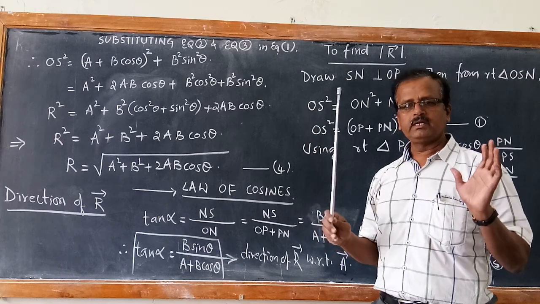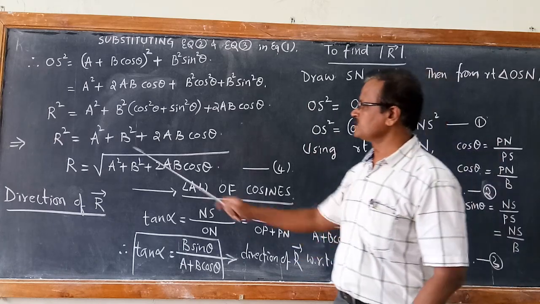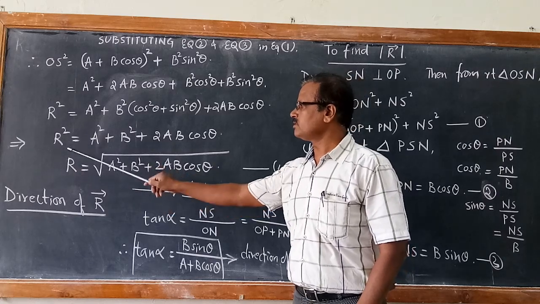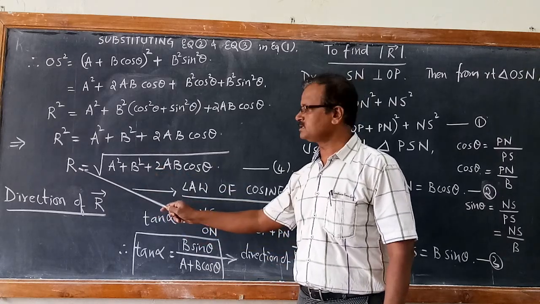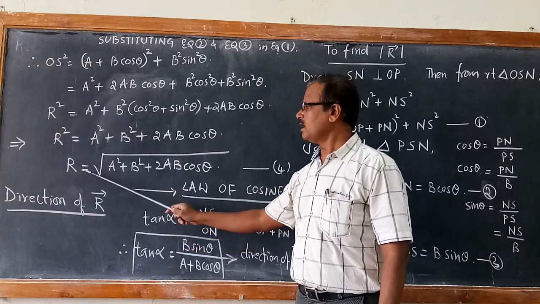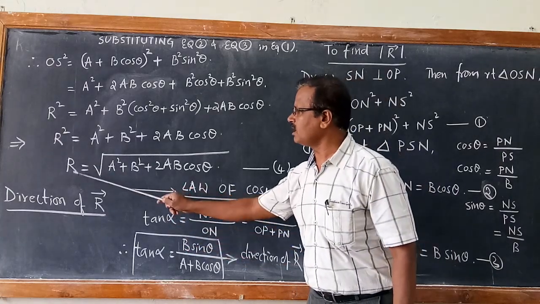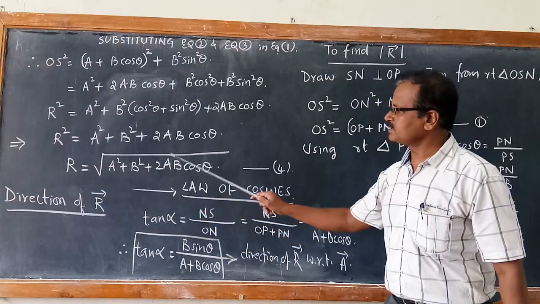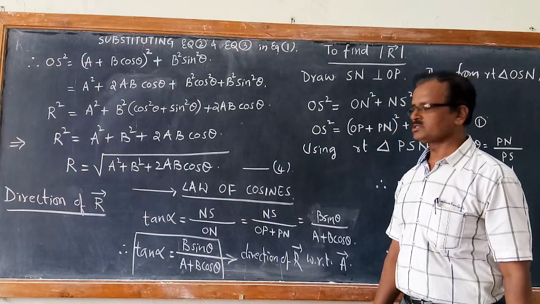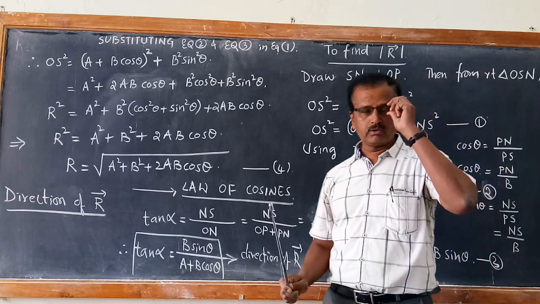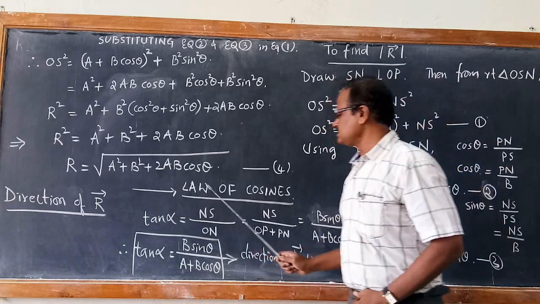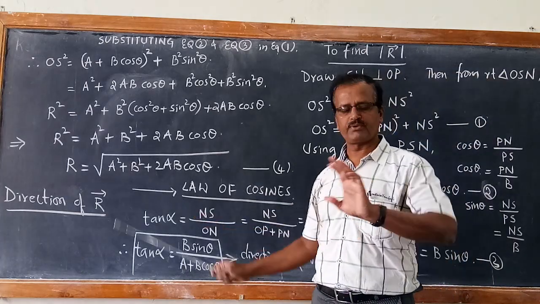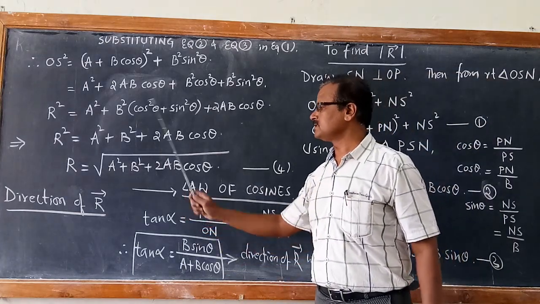We want the magnitude of resultant. Taking square root of both sides, we get square root of R square as R, the magnitude of resultant vector R. That is simply R is equal to square root of A square plus B square plus 2AB cos theta. In trigonometry, you are going to learn that this is called the law of cosines. This law of cosines helps us to find out the magnitude of resultant.